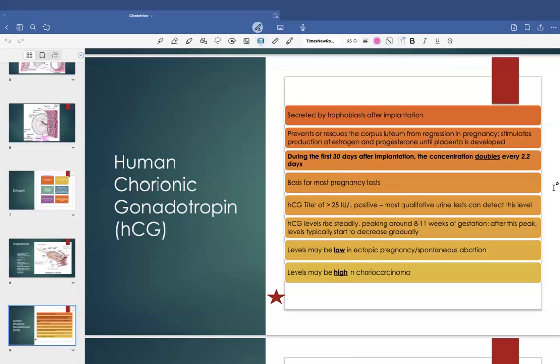Remember, we said if there is no fertilization of the egg, the corpus luteum will regress, and then you'll have a menstrual cycle. So if you have a fertilized egg that's implanted, the HCG is going to help keep that progesterone and estrogen going so that the corpus luteum does not regress and help to continue with the pregnancy. The corpus luteum will keep making those hormones until the placenta can take over.